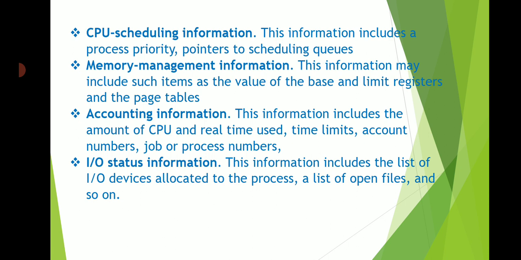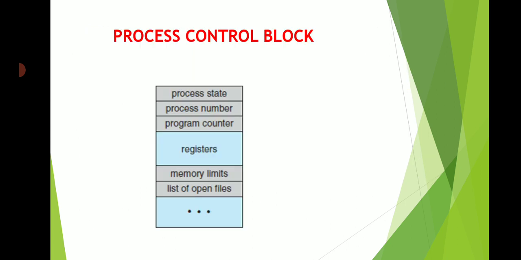Next one, accounting information. Accounting information includes the amount of CPU and real time used, time limits, account number, job or process numbers. Next one, IO status information. This information includes the list of IO devices, that is, what devices are allocated to the process. There is information about the IO status, the list of IO devices, a list of open files, and so on. These are the process control block.